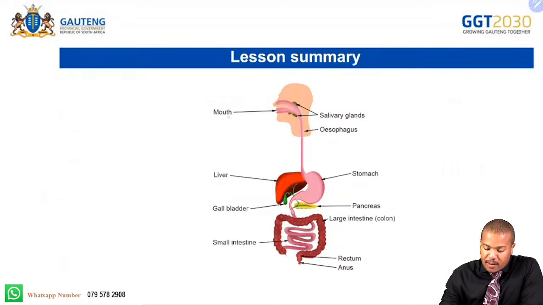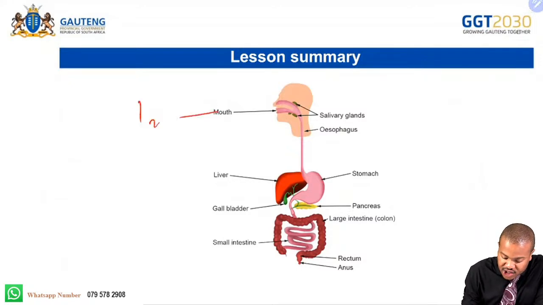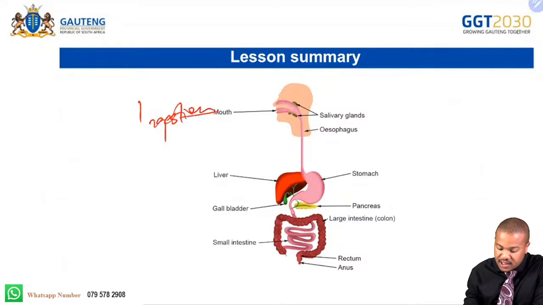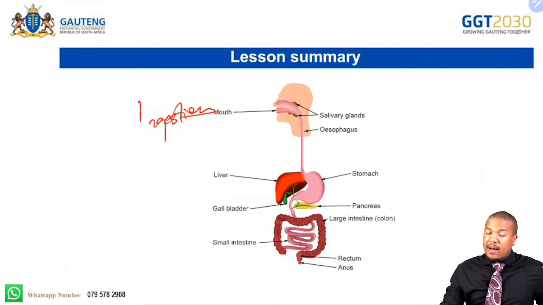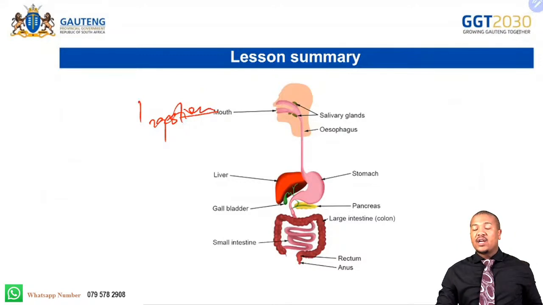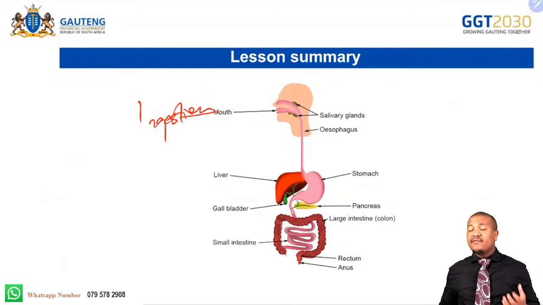Starting off with the mouth. The mouth is where processes such as ingestion take place, where you take in your food. When it enters your mouth, there are parts such as the teeth and the tongue. The teeth help to grind, to mash, and also to chew the food, whereas the tongue secretes saliva which contains amylase to help break down starch. And saliva also softens up the food for easy digestion.